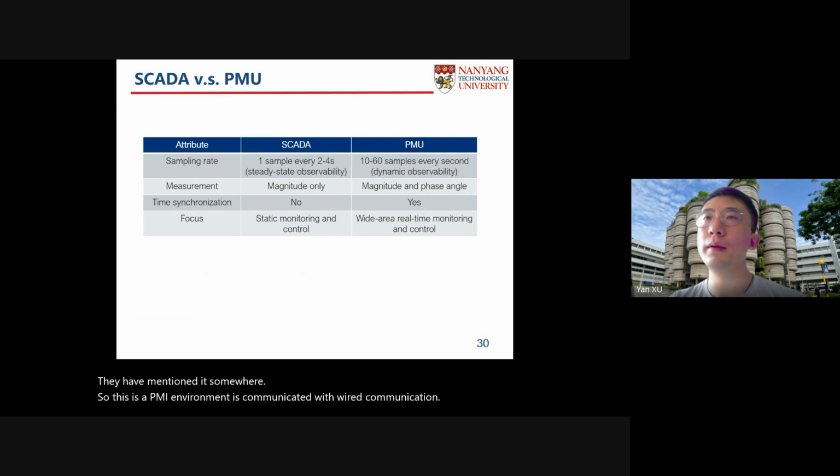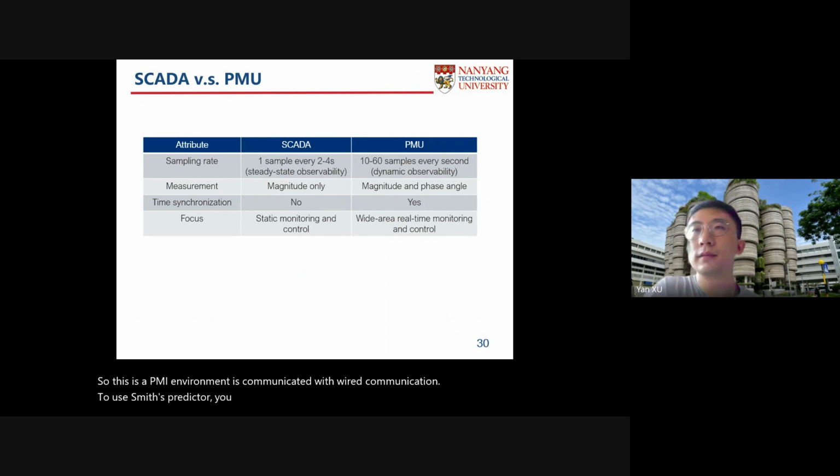To use the Smith predictor, you mean for which part? For which part of the Smith predictor?